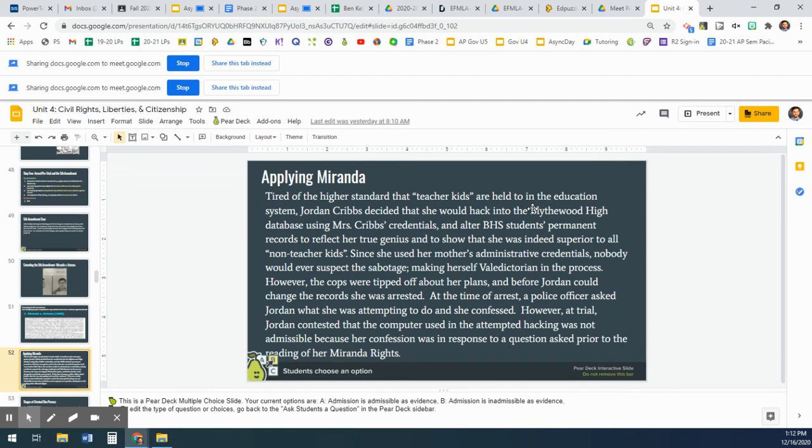The answer is yes. The computer itself can be used. However, her confession is not admissible. The police officers in that instance would have to obtain an additional confession after she was Mirandized in order to gain it. But that computer is still admissible. It doesn't throw out all evidence, just that confession.